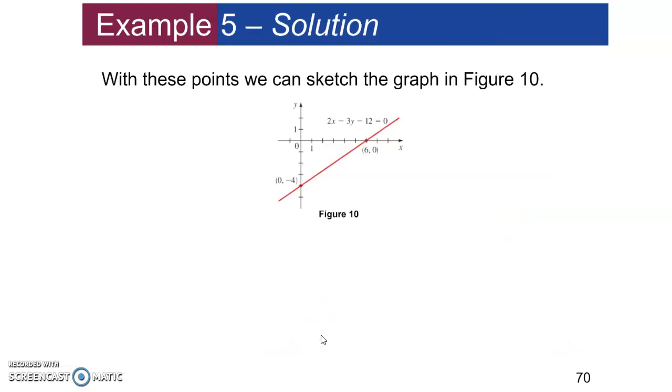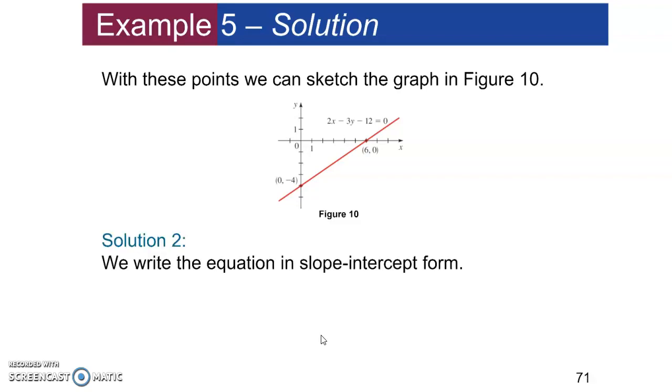So now I can plot those points: 6, 0 and 0, -4. Draw a line through them, and voila, we have our equation that was given to us in general form graphed on the coordinate plane.